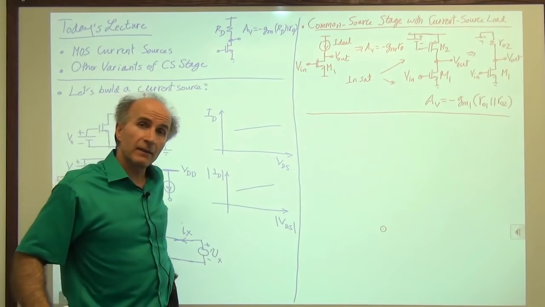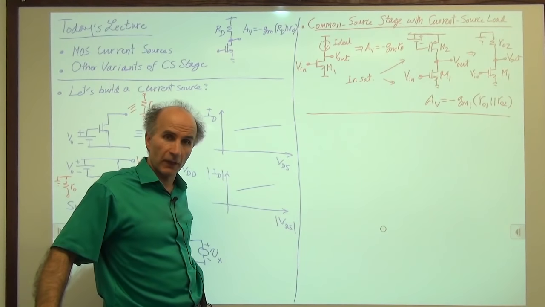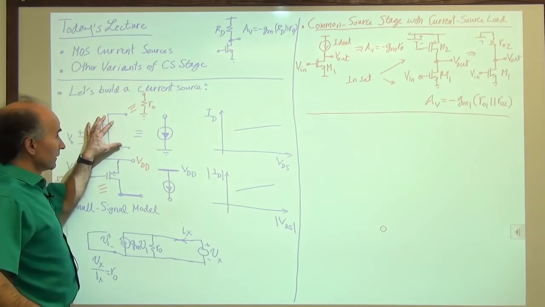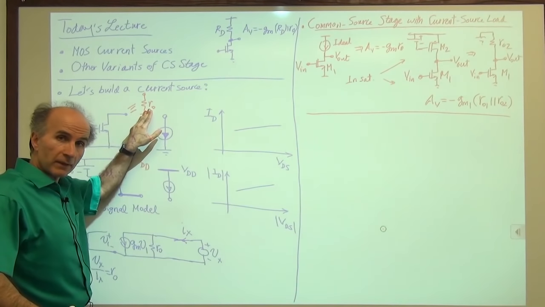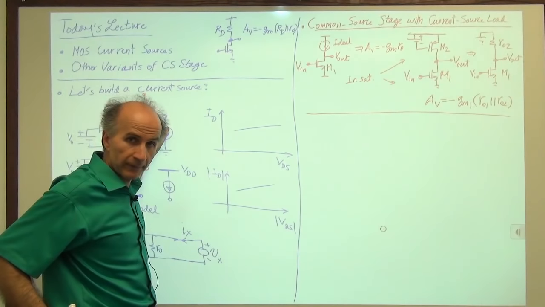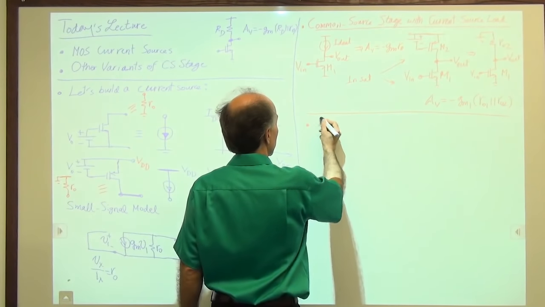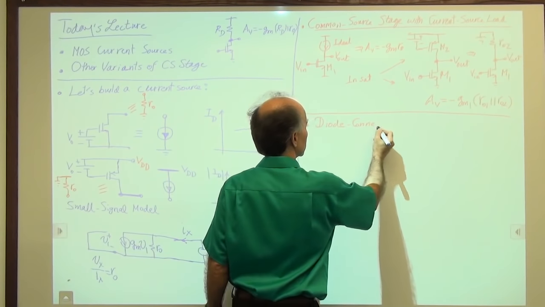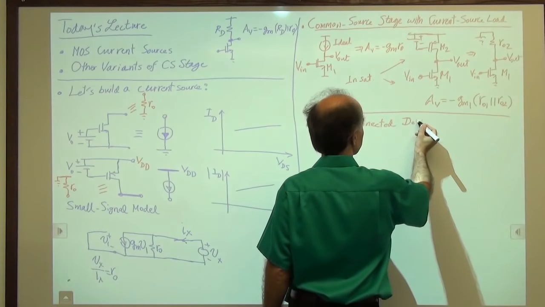Before we go to the next common source variant, I need to talk about another type of device, a two-terminal device, approximately, that is also useful. We have developed a current source using a MOS device. And that current source has a relatively high impedance. RO is considered a relatively high number. All right, so the next device that we will look at is called a diode connected transistor or device.